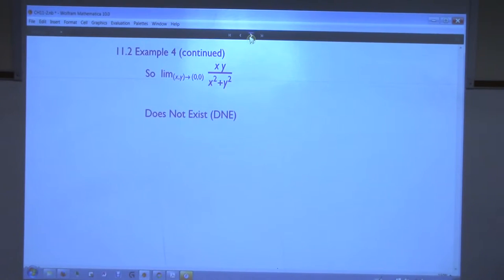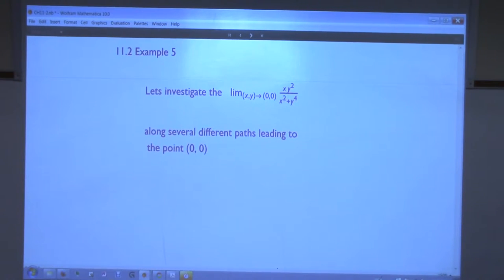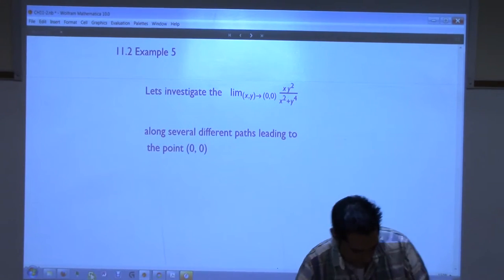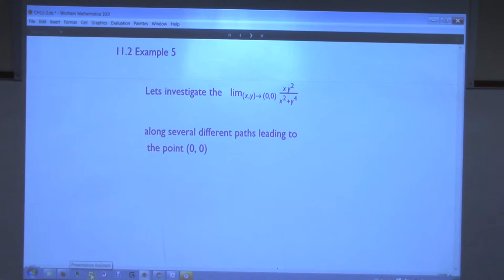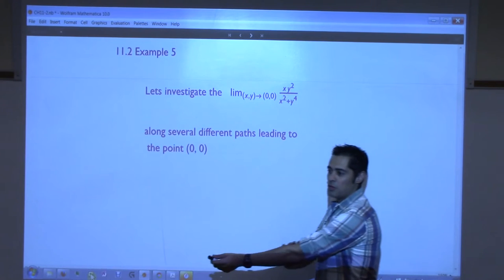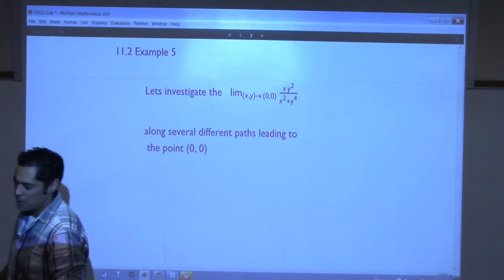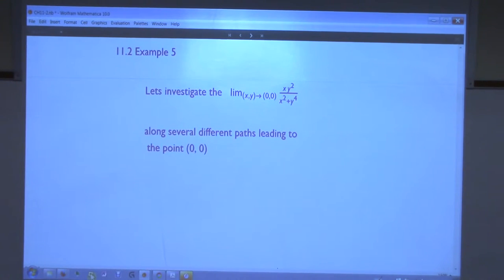Okay, so the answer was does not exist. Okay, last one. You want to try going in along a couple of paths.